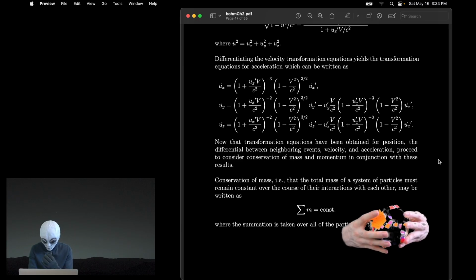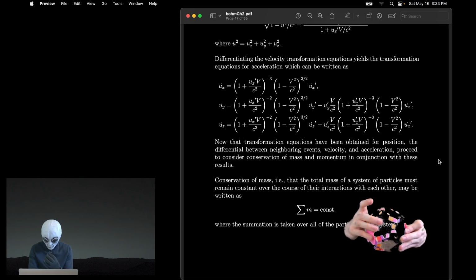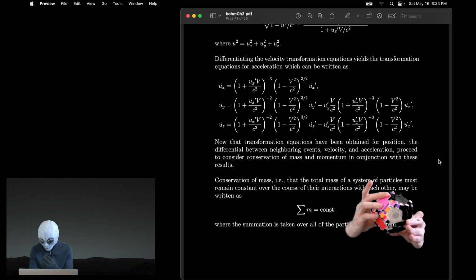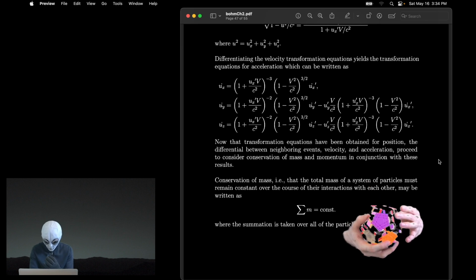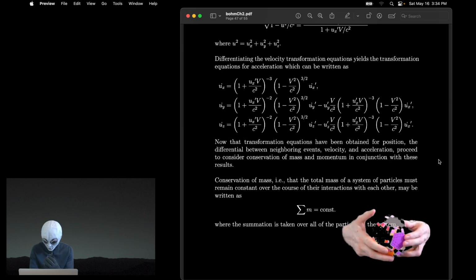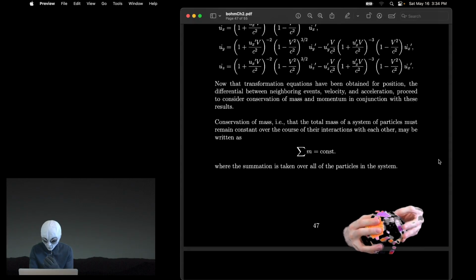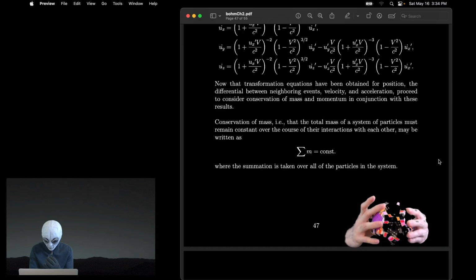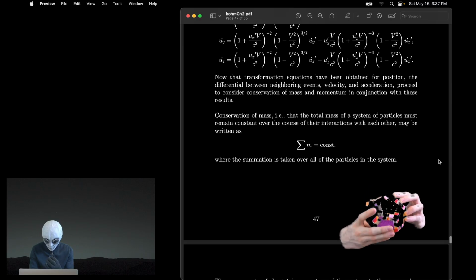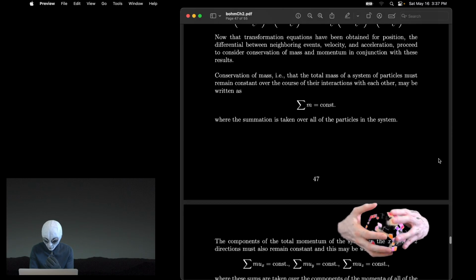Now the transformation equations have been obtained for position, the differential between neighboring events, velocity, and acceleration. Proceed to consider conservation of mass and momentum in conjunction with these results. Conservation of mass, that is, that the total mass of a system of particles must remain constant over the course of their interactions with each other, may be written as the sum of m is equal to a constant, where the summation is taken over all of the particles in the system.